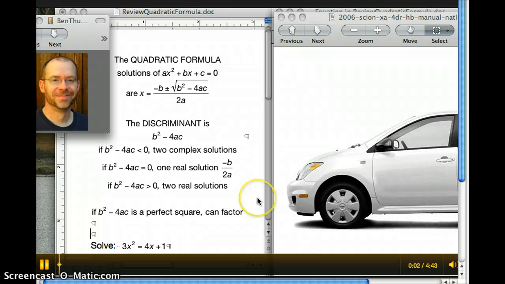Hi guys. It was mentioned in class that some would like to see a review of the quadratic formula, so here's a quickie for you.